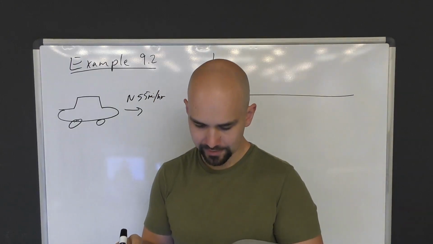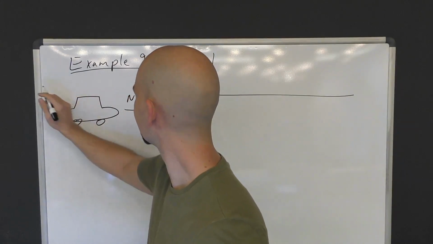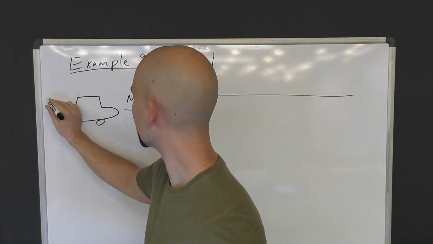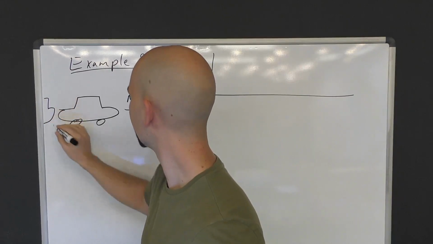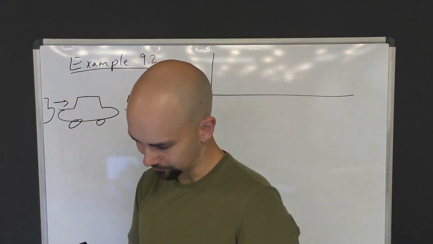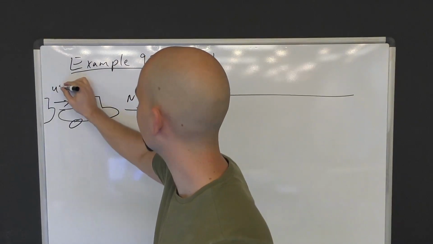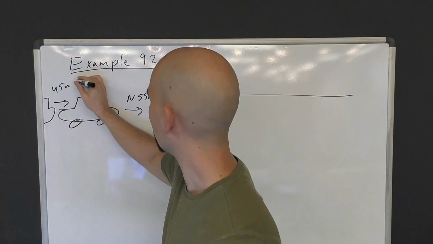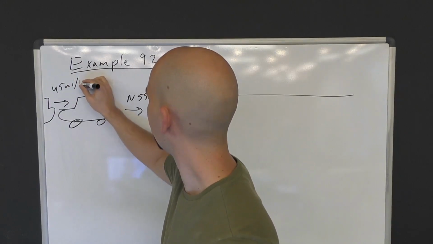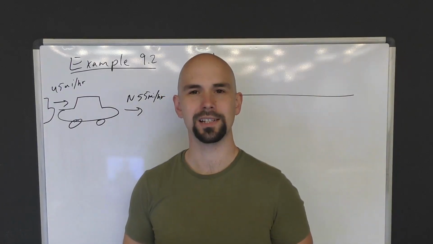And the second is a few hundred yards behind. So car 2 is behind, and it's also traveling north, but it's going at 45 miles per hour. Okay, so what is their relative velocity?